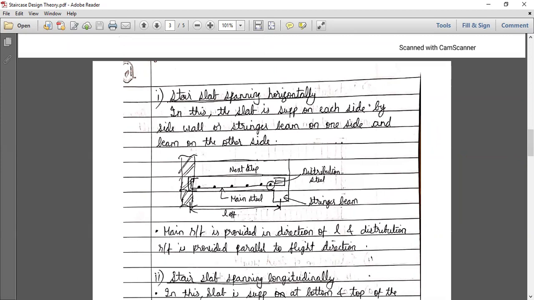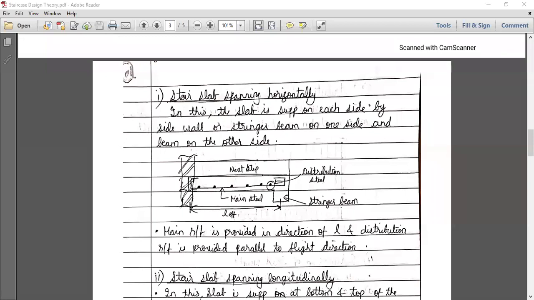Okay, so now let us see what is given in the IS code. Whatever we are doing is everything given in the IS code. So if you go to the IS code, clause number 33 will give you the information about the staircase. So what the IS code is saying, let us see. The IS code is saying about the effective span, what we should consider as the effective span whenever we are designing the staircase. The effective span of the stairs without the stringer beams shall be taken as the following horizontal distances.